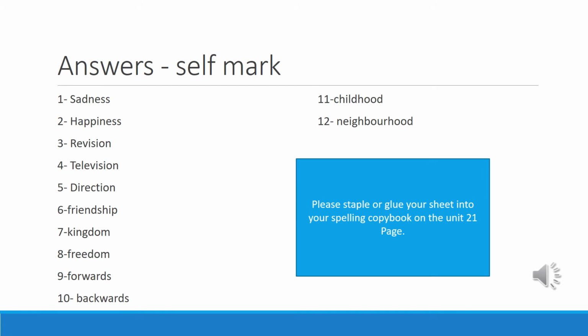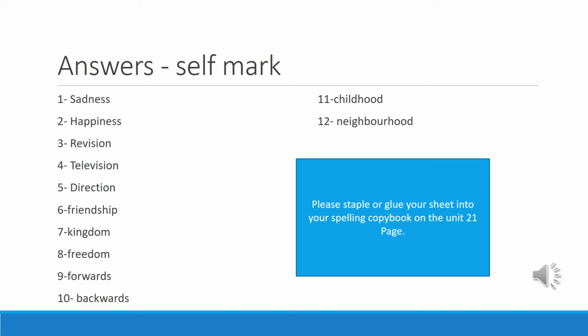Please pause the video and self-mark your work. For each correct word, just place a tick beside it, and if it's written incorrectly, write the correct word beside it, above it, beneath it, anywhere around the word. Once you're done, count how many ticks you have and put the mark out of 12. So let's say if you got 9 words correct, you would write 9 out of 12.